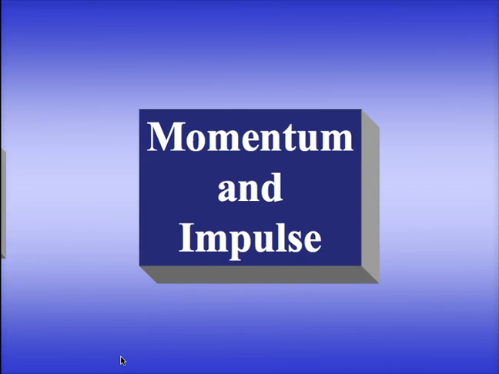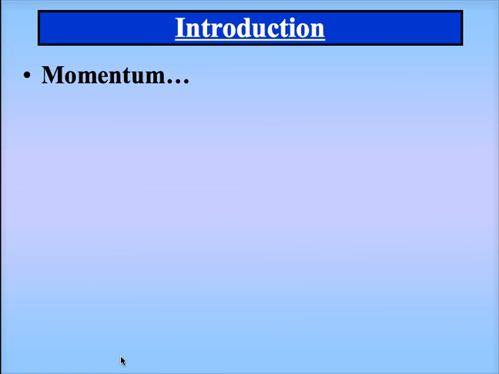Okay, momentum and impulse. This is a chapter that deals with mostly collisions. So, what is momentum? Definition is a property of all moving objects.